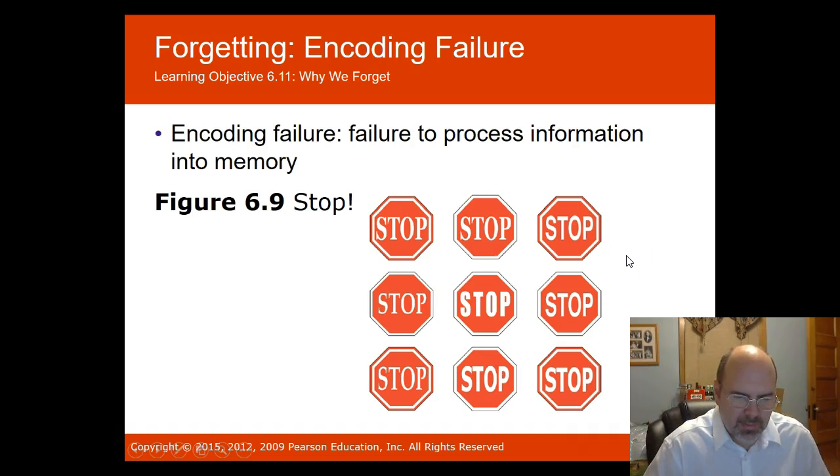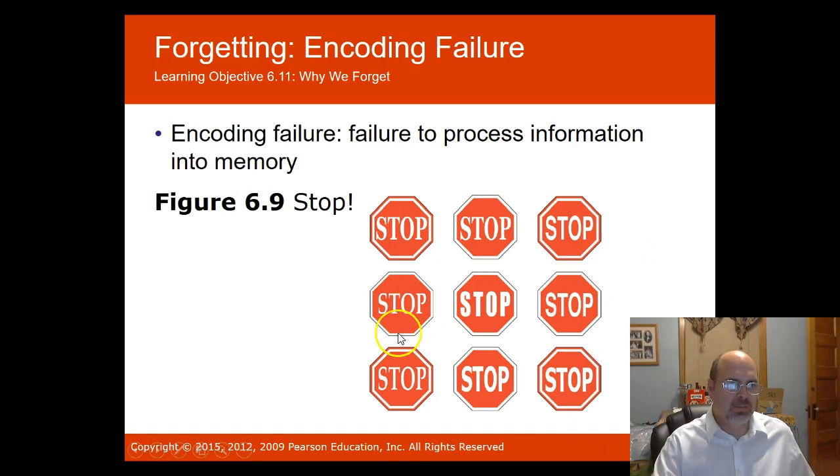Why do we forget? Sometimes there's what's called encoding failure, which means we fail to process the information into memory right away. For instance, take a look at a stop sign. You see a stop sign many times. Which one of these stop signs is closest to a real stop sign? It would be the one here, middle right. So encoding failure could cause us to misinterpret information.